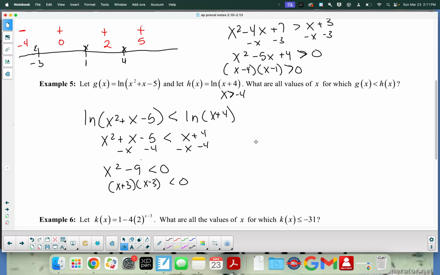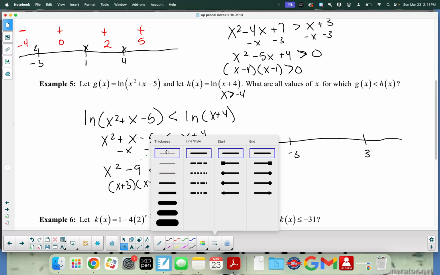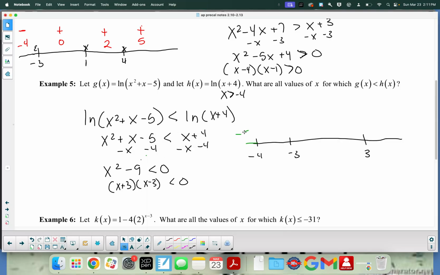And then that means on my number line, I'm going to be checking negative 4, negative 3, and positive 3. Okay, so again, numbers in between and around: -5, -3.5, 0, and 4. So we're going to plug those in and see what works.